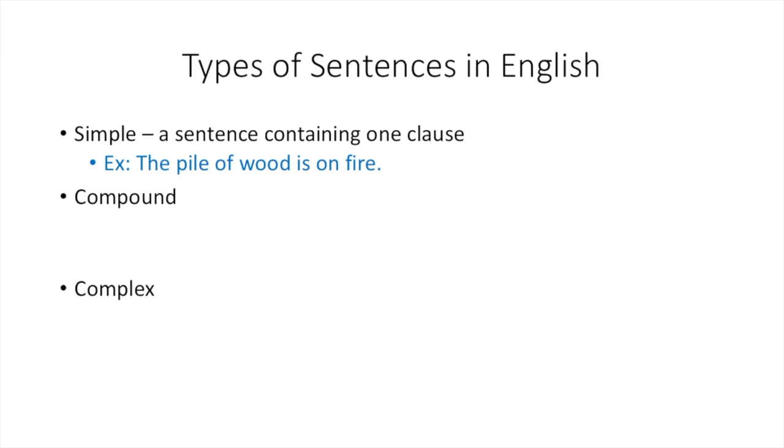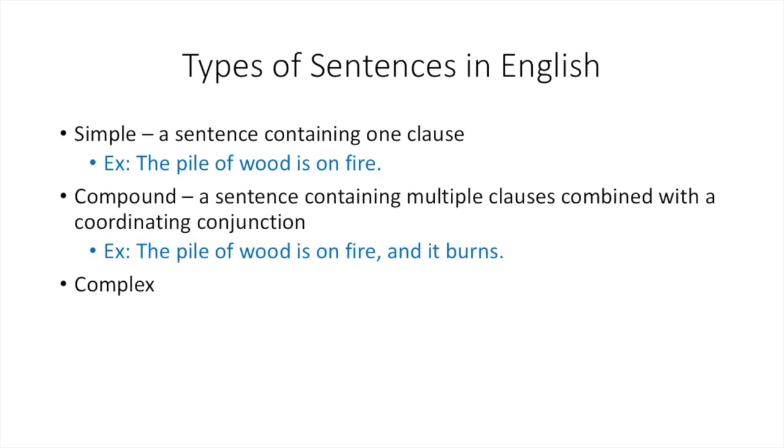A compound sentence contains multiple clauses that are combined with a coordinating conjunction. For example, the pile of wood is on fire and it burns. And is a coordinating conjunction, joining the clause the pile of wood is on fire with the clause it burns. It's a coordinating conjunction because both of these clauses could stand on their own if they were separated from each other.